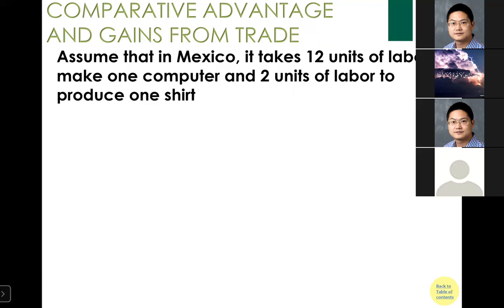Now, to make the matter simple, there are two countries in the world. We start with the first one, which is Mexico. Okay, so we are in Mexico. And in Mexico, the technology is given as follows. It takes 12 units of labor to make one computer, and 2 units of labor to produce one shirt, right? Given this information, it should be fairly straightforward for you to plot the PPF. And it should also be straightforward to find the opportunity cost of a computer in terms of shirts, and the opportunity cost of a shirt in terms of computers.